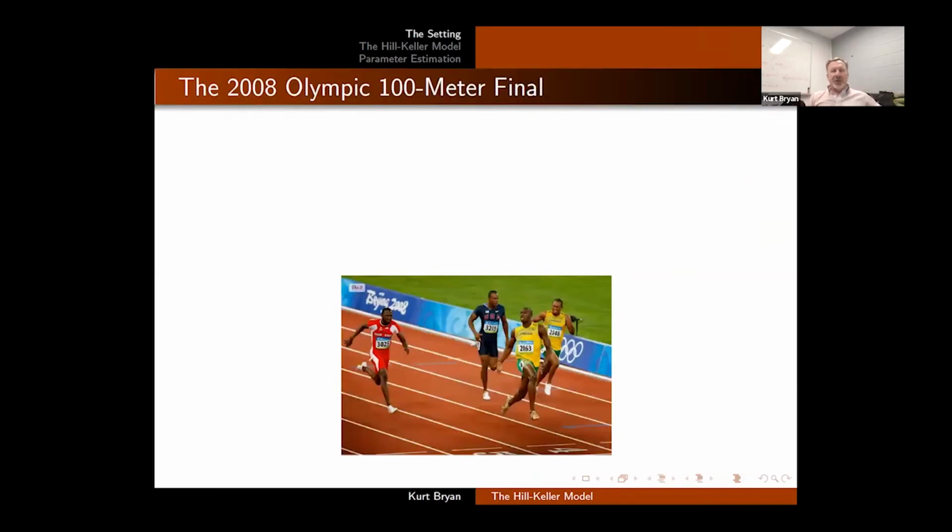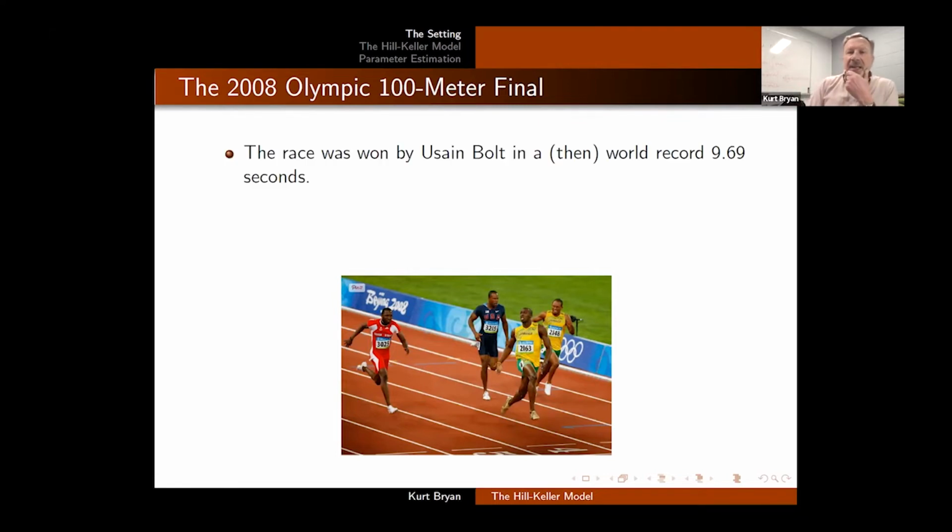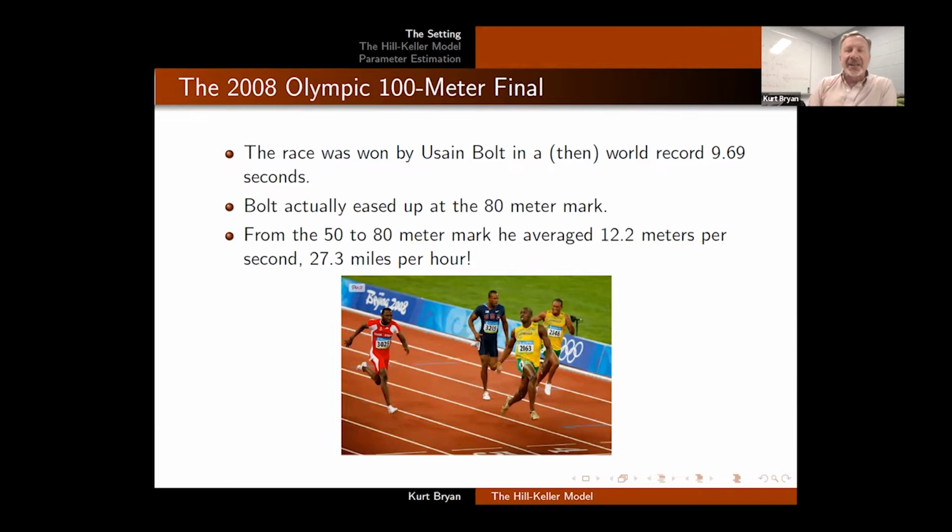So here's a picture from the 2008 Olympic 100-meter final. The guy in front is Usain Bolt, who won the race and set a world record in the process. He set a world record of 9.69 seconds, and he was so far ahead of the field, as he often was in races, that he would actually ease up in the last 20 meters and look back at the field and smile. He had done that in a number of races. From 50 to 80 meters, he averaged 27.3 miles an hour. So it's an astonishingly fast race.